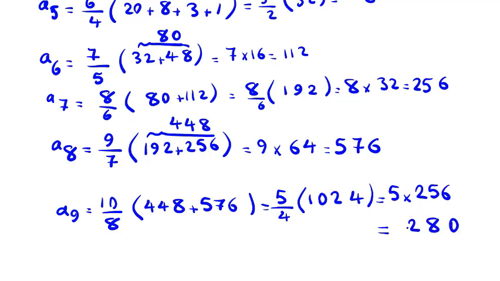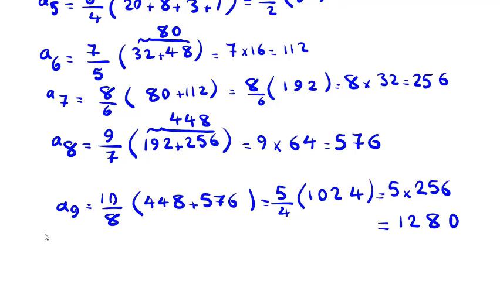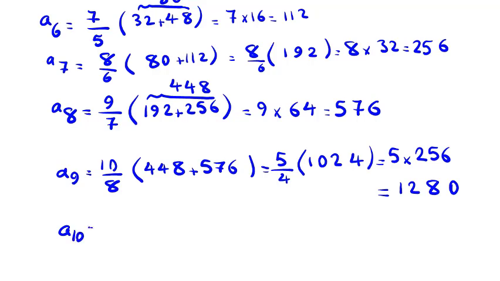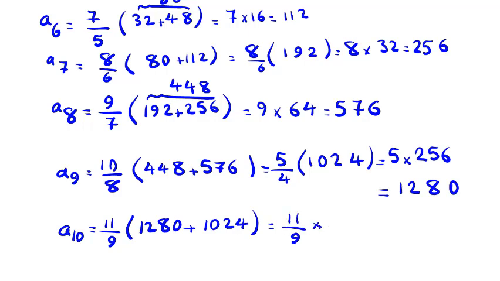28, 2, and it will be 1280. And if we consider A10, it will be 11 over 9 times 1280. This one plus the previous ones. 1024, it's 11 over 9 times 4, 2 plus 8, 10. We have 103112.